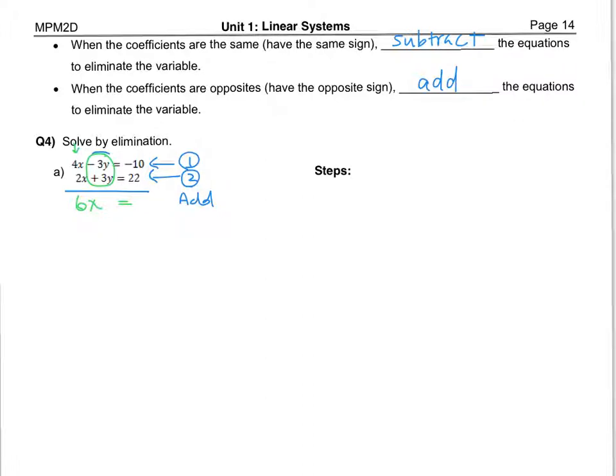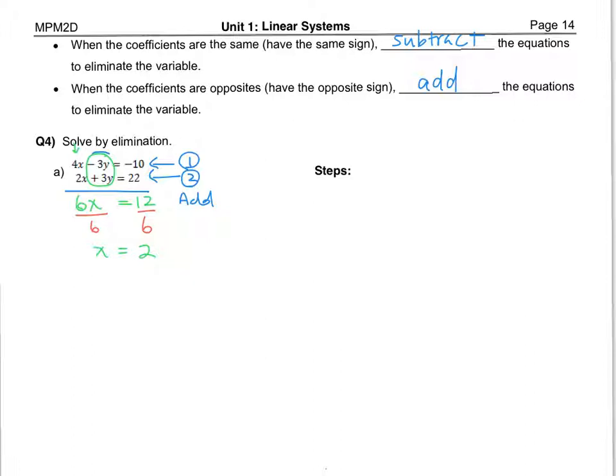A negative 10 add 22 will equal 12. So now I've got a really little equation that I can easily solve. I've got 6 times x equals 12. Using our solving equations or inspection, we're going to end up with x being equal to 2. I already have my x solution here.